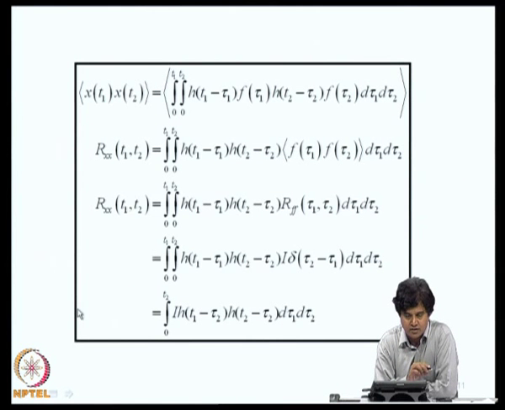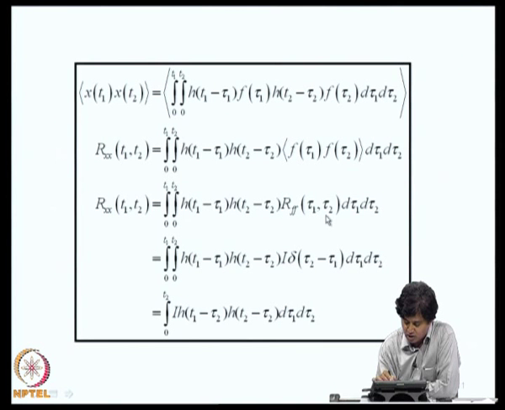How about covariance of x of t? You now consider expected value of x of t1 into x of t2. So, this is expected value of this double integral. Here we can get the autocovariance of the output in terms of autocovariance of the input in this form.